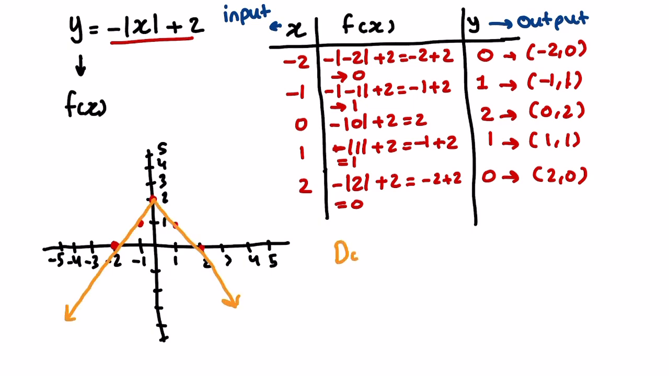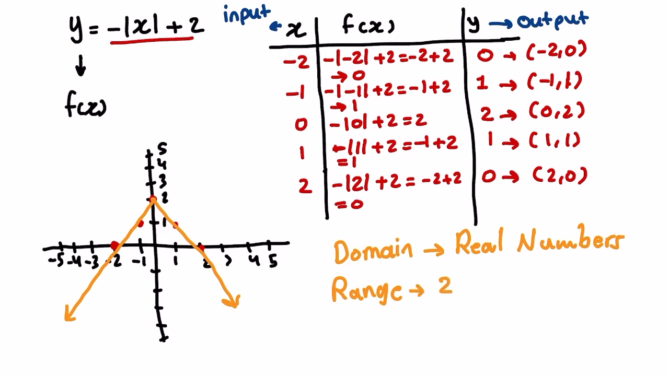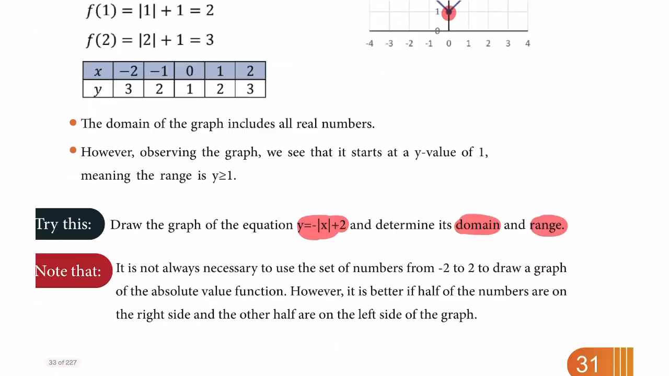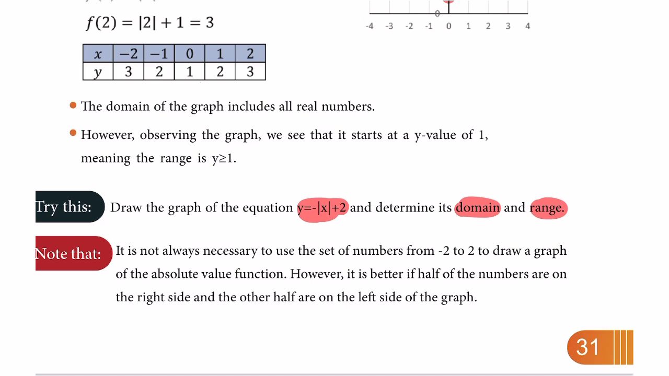For the domain, always the domain is real numbers, okay? Real numbers, okay? And the range, we see it's on the 2. So it means that 2 is bigger than or equal to y. That's the range for that question here. Also in this part, they talk about how you can't always use, or it's optional to use 2 till -2. It's better to have more numbers on both sides so you can see clearly, okay?